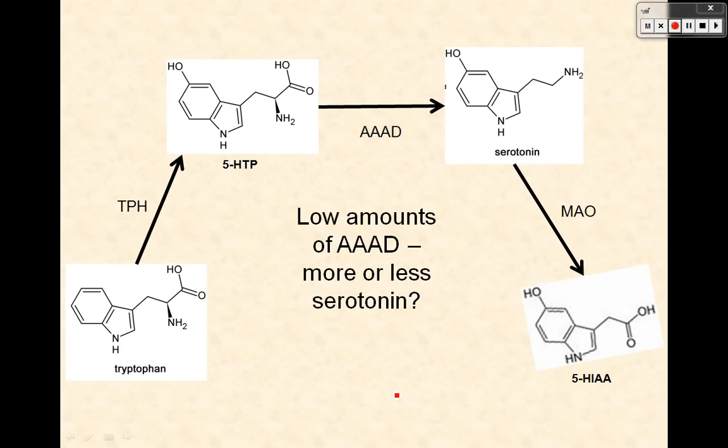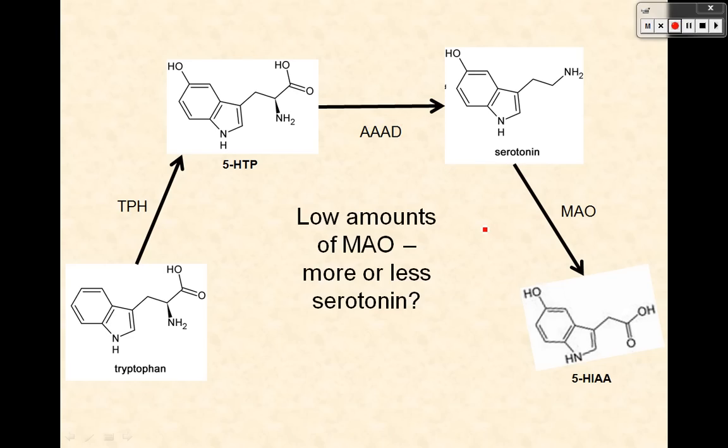So let's look at if you had low amounts of AAAD, would you have more or less serotonin? You may want to pause the video and actually think about this before you see the answer. So go ahead and do that. Come up with your answer, more or less. So if we don't have AAAD, we would expect less serotonin because the AAAD is converting the 5-HTP into serotonin. So less of that enzyme, less serotonin.